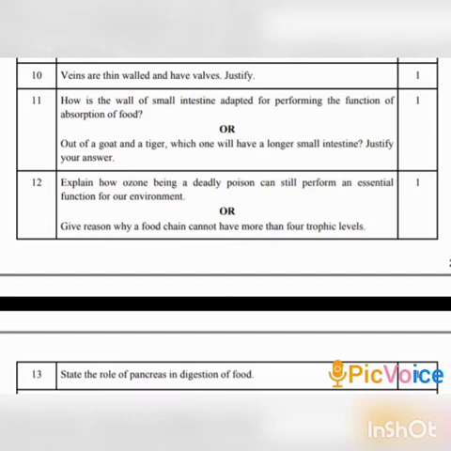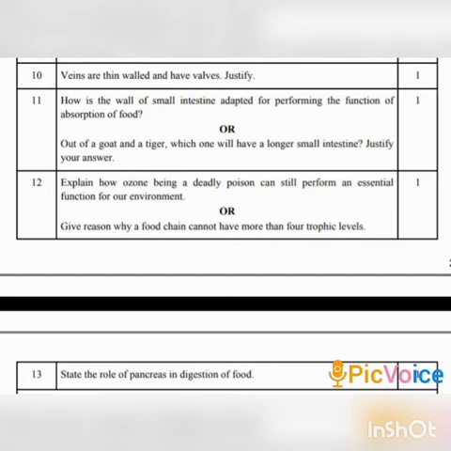Question number 11. How is the wall of small intestine adapted for performing the function of absorption of food? It's a very easy question, I think. We know that the small intestine has so many finger-like projections called villi, and these villi increase the surface area of absorption.